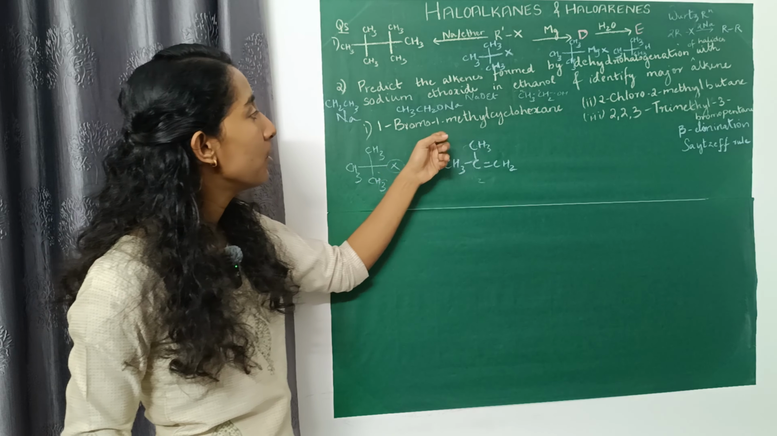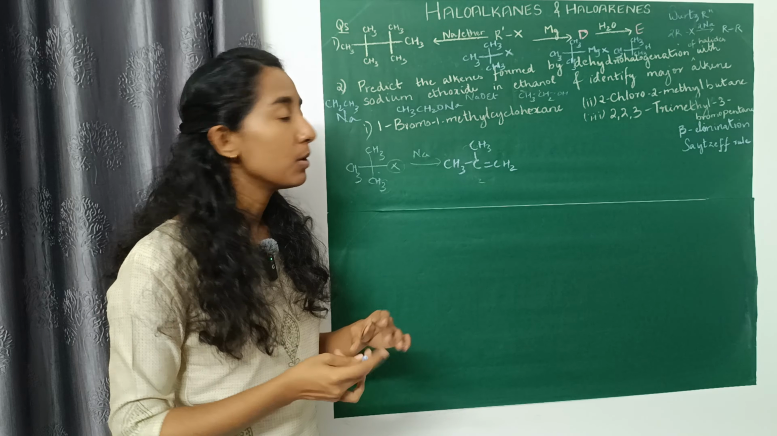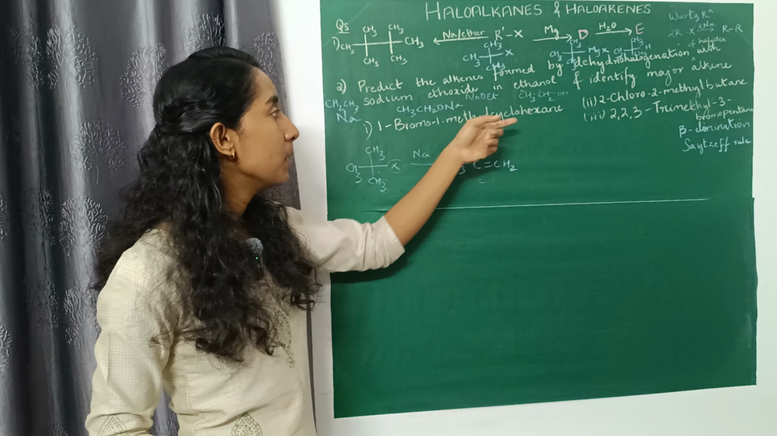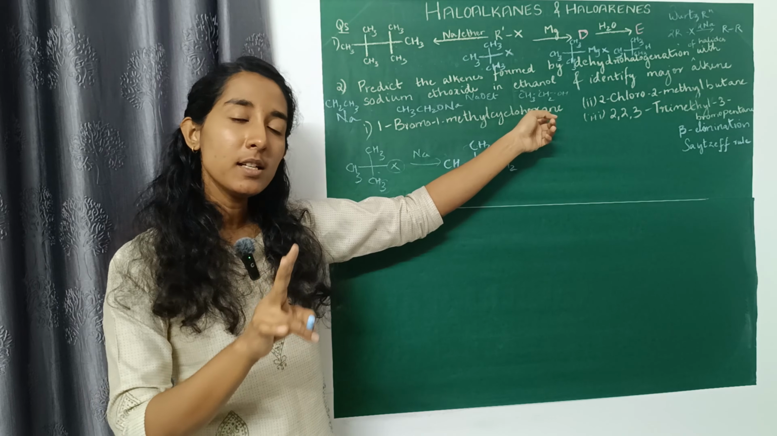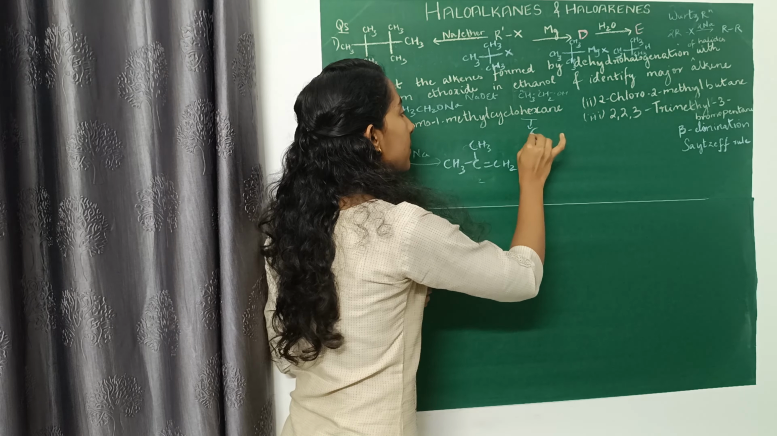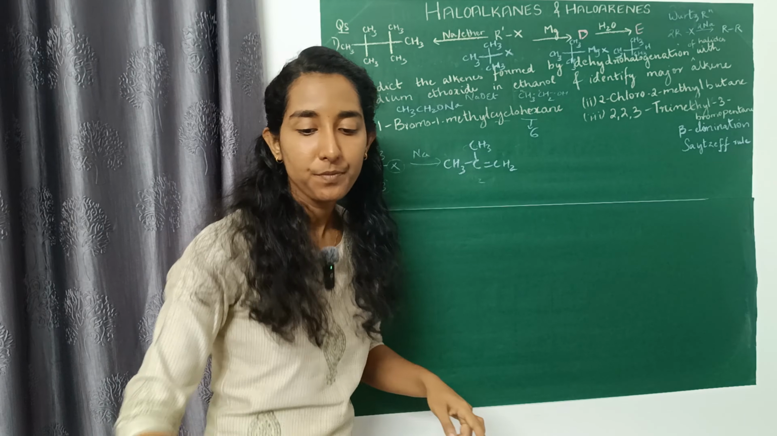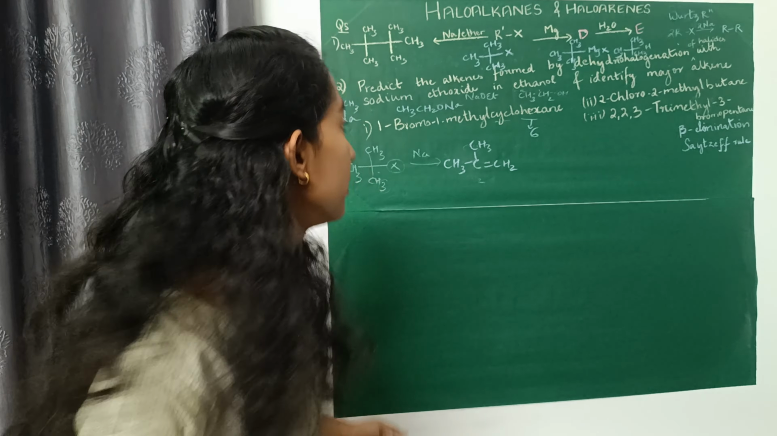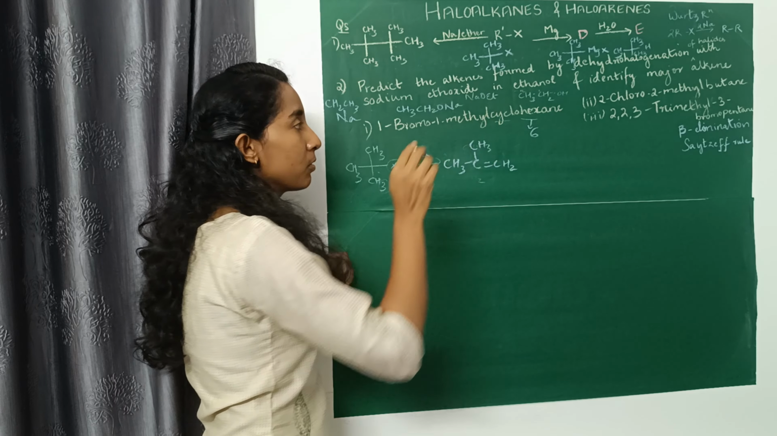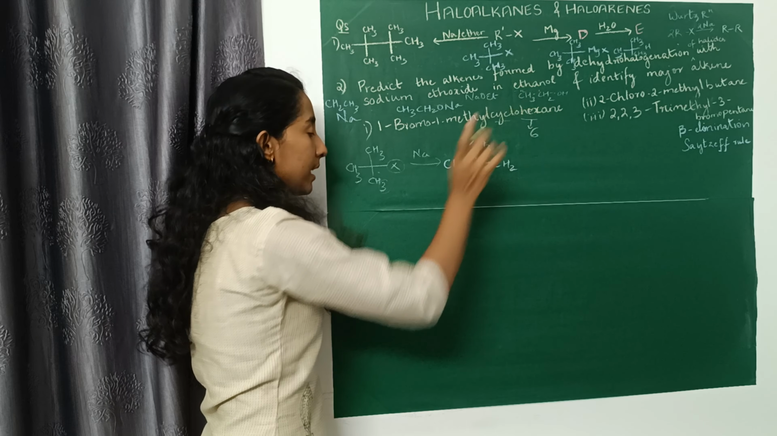The first question is 1-bromo-1-methylcyclohexane. From this you must be able to identify the structure from the name. Hexane, meaning hex, so there are 6 carbon atoms. Cyclo, so the 6 carbon atoms will be in a cyclic chain. So we can draw this. Hexane, 6 carbon atoms, cyclo, so the carbon chain will be in a cyclic structure. So you can draw a cyclic hexane.